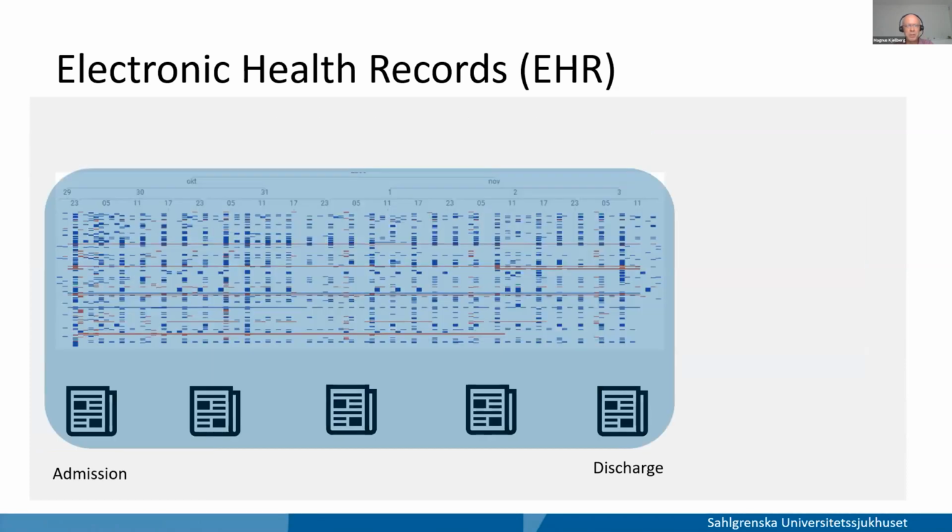Another one is to use the whole stay for the patient, everything that's available, both the structured and unstructured data. Then when the patient is being discharged from the hospital, can we predict the risk of readmission within, say, 14 days for this patient? That is another use case that we could use.